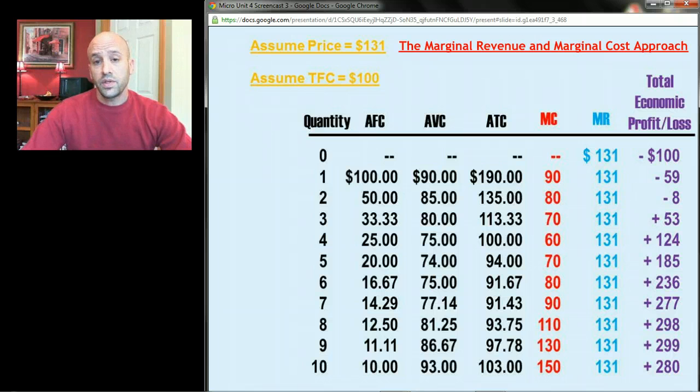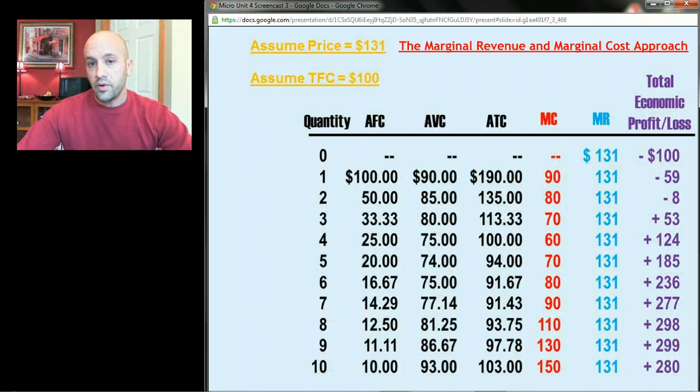What I want you to focus on are the marginal cost and marginal revenue columns. I've included the black columns there just to show you where these numbers come from. But I want you to think about the light blue and the red columns. Let's imagine that we're producing the first unit. For this first unit, the marginal cost is $90.